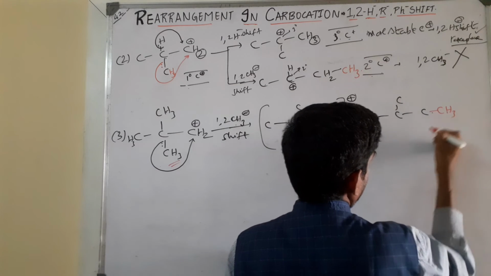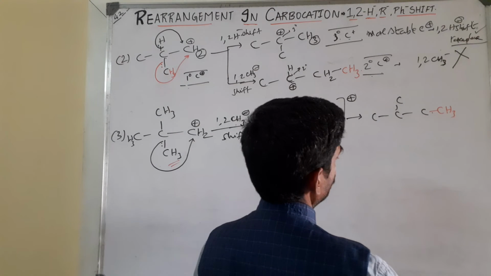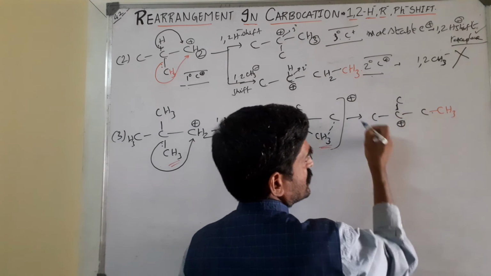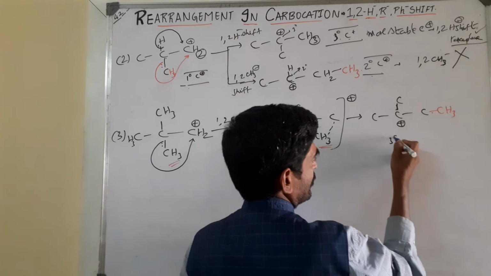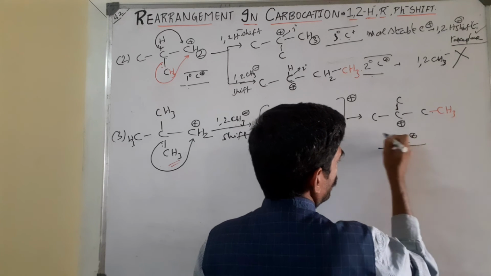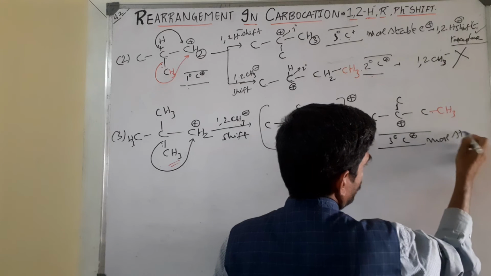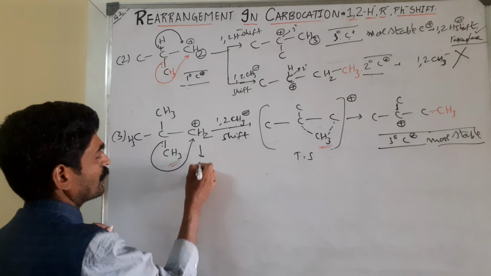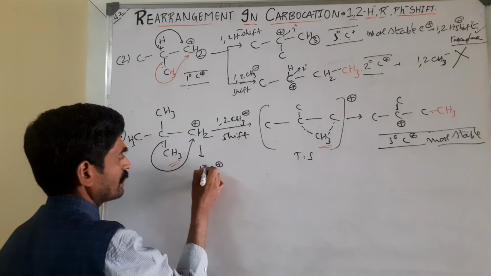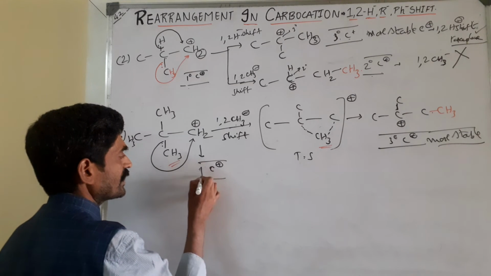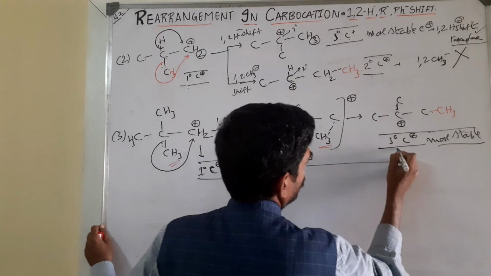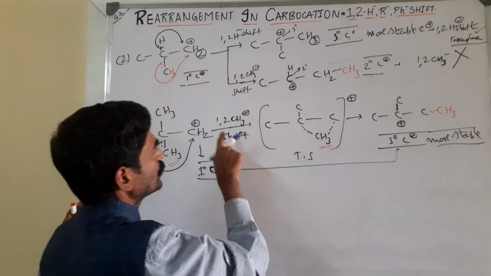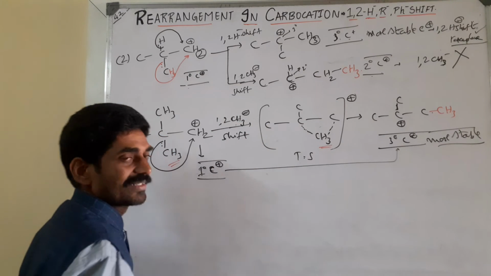I just represent it here. Now this carbon carries a positive charge. This carbon is bonded to three other carbons, methyl groups and alkyl groups, so that's why it is a tertiary carbocation. You know, a tertiary carbocation is a more stable carbocation. That means this primary carbocation becomes a more stable tertiary carbocation. Is it clear? So here a 1,2 methyl shift takes place.